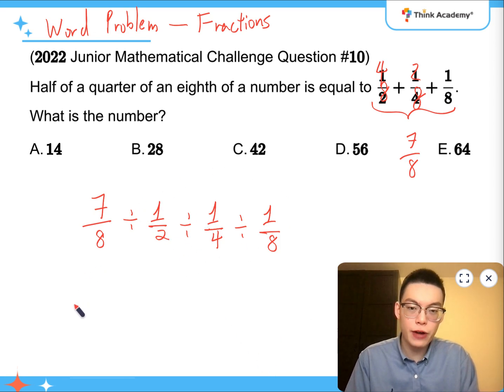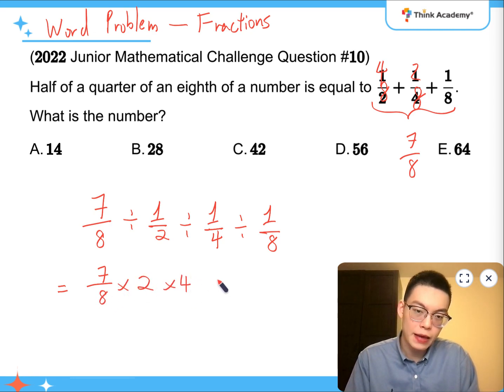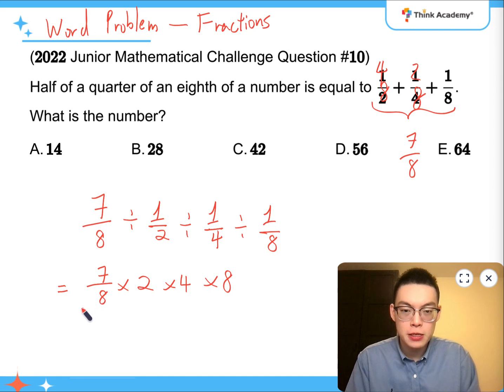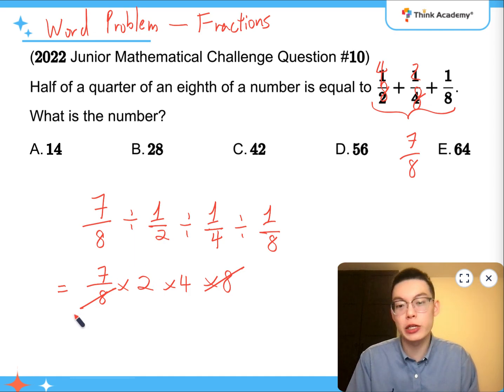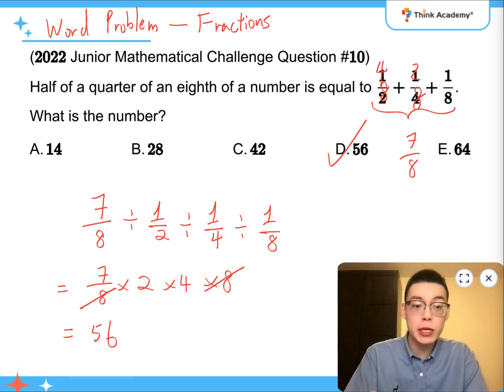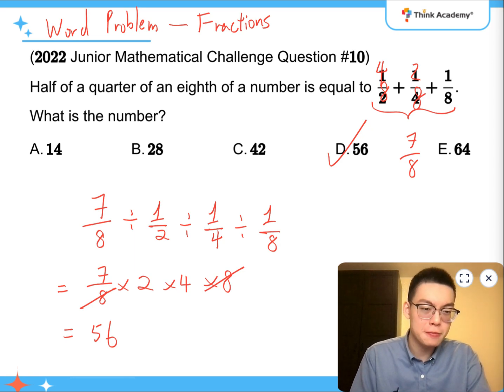Because when I'm dividing the fractions, it converts to multiplying, right? It converts to the multiplication. So doubling it, it becomes the quarter. Multiplying it by 4, it becomes the eighth. And multiplying it by 8, it becomes the whole. Right, so we can just cancel out the 8. Then it's 7 times 2, which is 14, then times 4, which is 56. So the answer is D. Right, as long as you can understand what this question is asking you, it should be easy for you to find the answer by calculation.